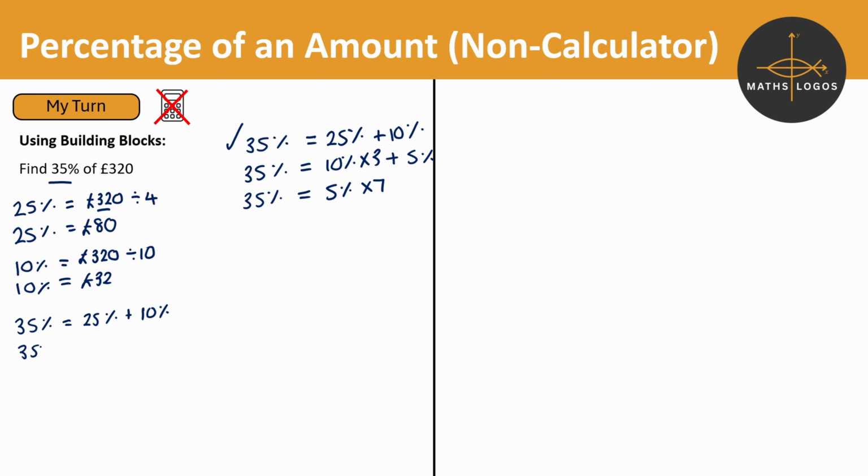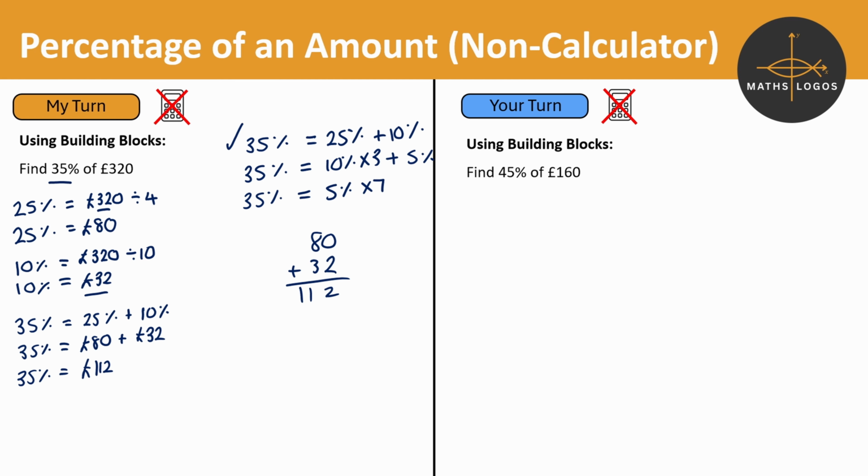So 35% is equal to 25%. Well, we said that was 80. And then we're going to add 10%, which we said was £32. And we'll add these together. So 35% is equal to the sum of these. Let's set up our column addition off to the side. So we'll do 80, add 32, and that gives you an answer of 112. So 35% is £112. Pause the video and give this question a go, and then we'll look at it together.